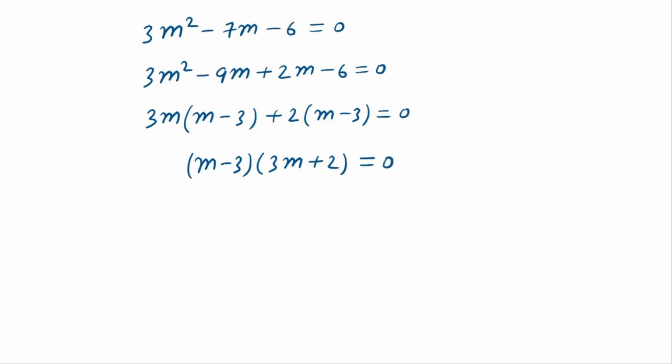We know that if a times b is equals to 0, this implies a is equals to 0 or b is equals to 0. This term behaves like a, and this term behaves like b. So this is a times b is equals to 0. So we can write a is equals to 0 or b is equals to 0.